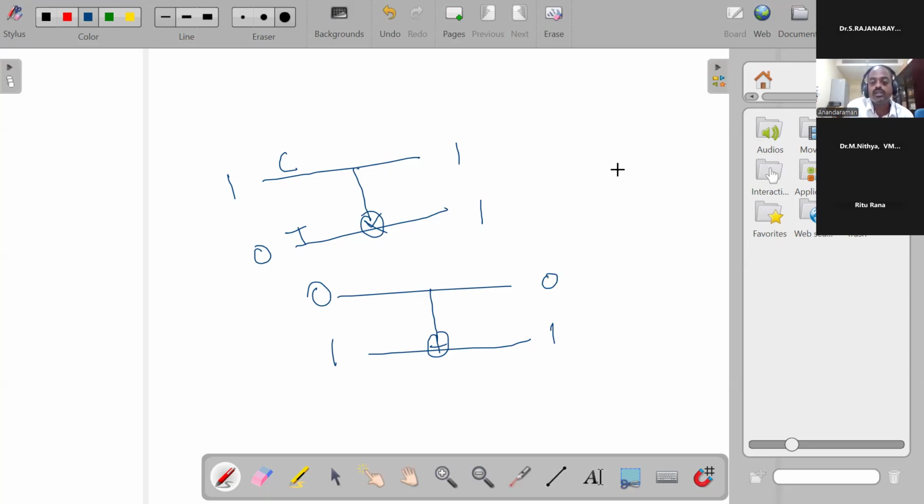If you go for the truth table, the inputs are 0 0, 0 1, 1 0, 1 1. If control is 0, the target is not flipped, so 0 0 stays 0 0 and 0 1 stays 0 1. If control is 1, the target will be flipped, so 1 0 becomes 1 1 and 1 1 becomes 1 0. So this is the matrix for the C not gate, the control not.